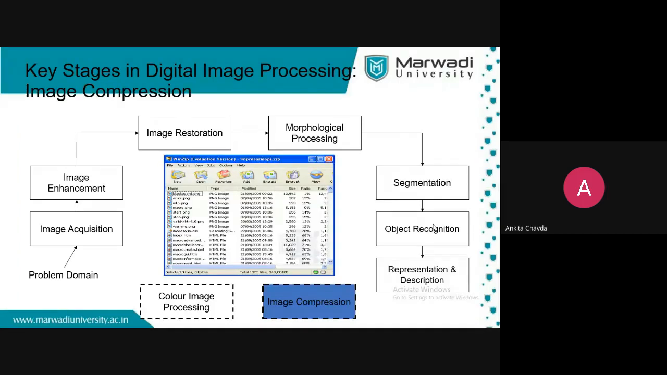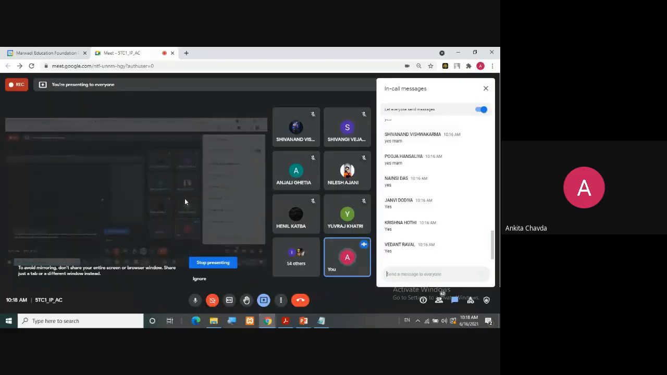Then image compression. You know already what image compression is. You are doing this thing in your daily routine also. If you are sending an image from one app to another app, it will first reduce the size, right? So that is known as image compression. It will compress the image.